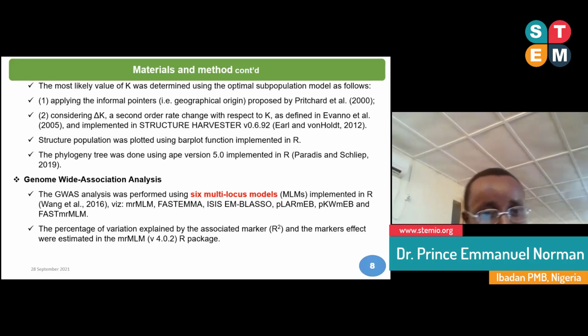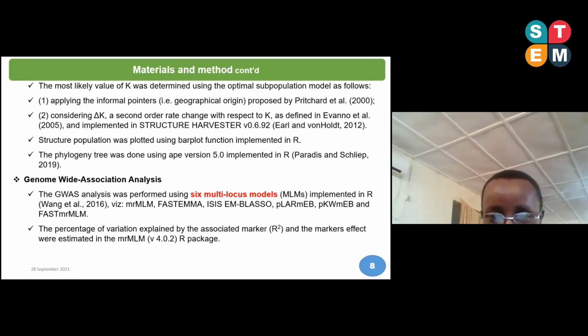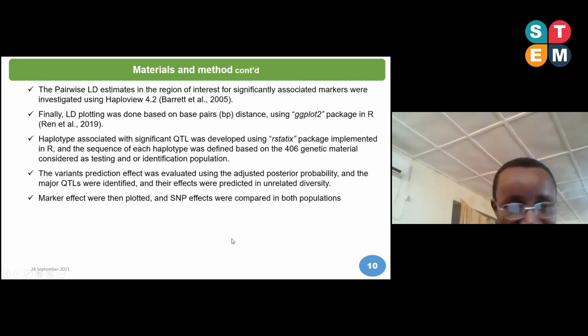So for the genome-wide association analysis, basically 6 multi-locus models were used, and they are named here. And then for the percentage variations explained by the associated markers, we can also see that those were obtained.